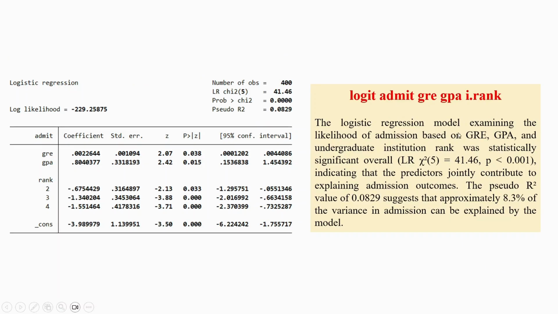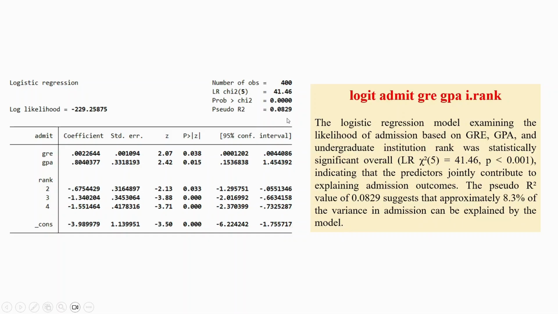The logistic regression model examining the likelihood of admission based on GRE, GPA and undergraduate institution rank was statistically significant overall. See this value 41.46, and this value is less than 0.05. This means that the model is significant, indicating that the predictors jointly contribute to explaining admission outcomes. The pseudo R-square value is 0.0829, which suggests that approximately 8.3% of the variance in admission can be explained by the model.